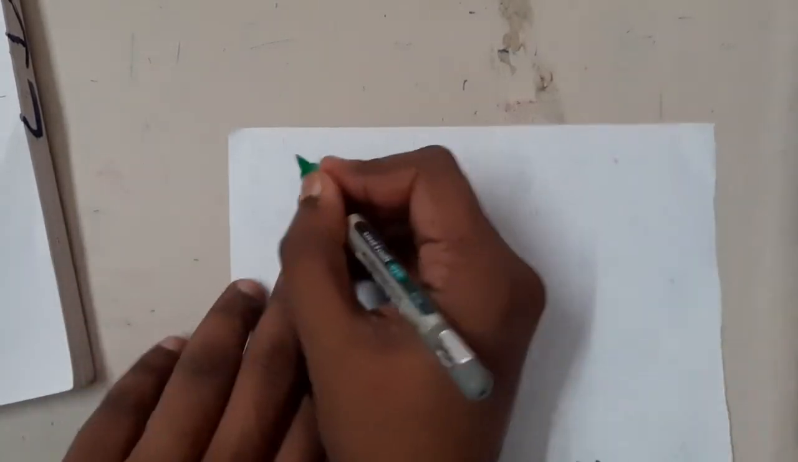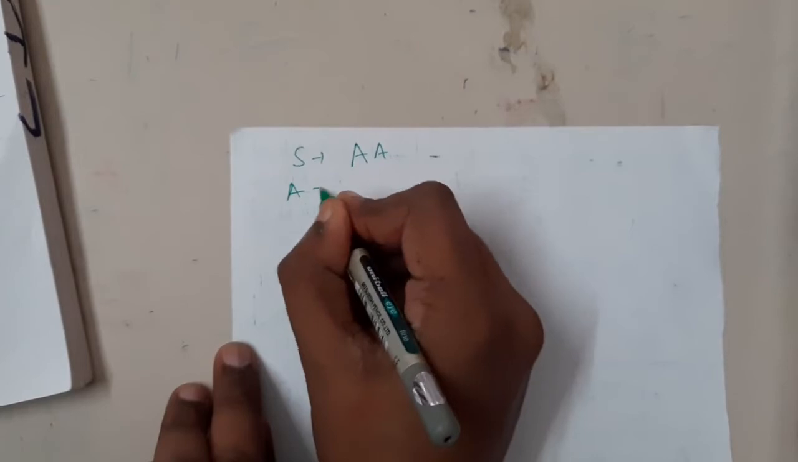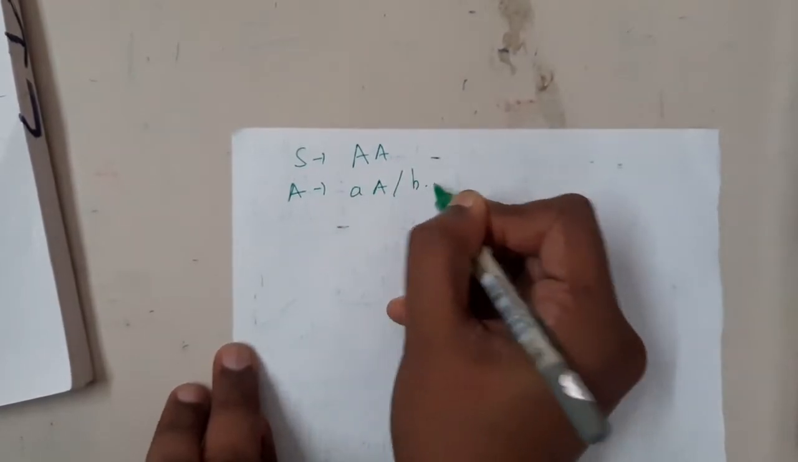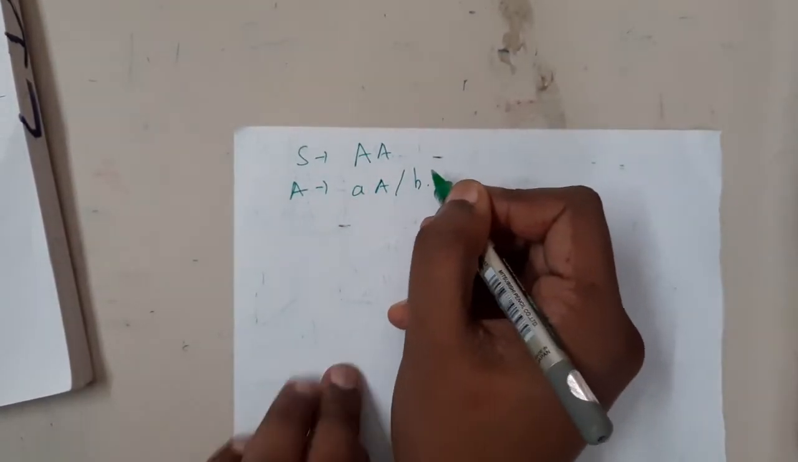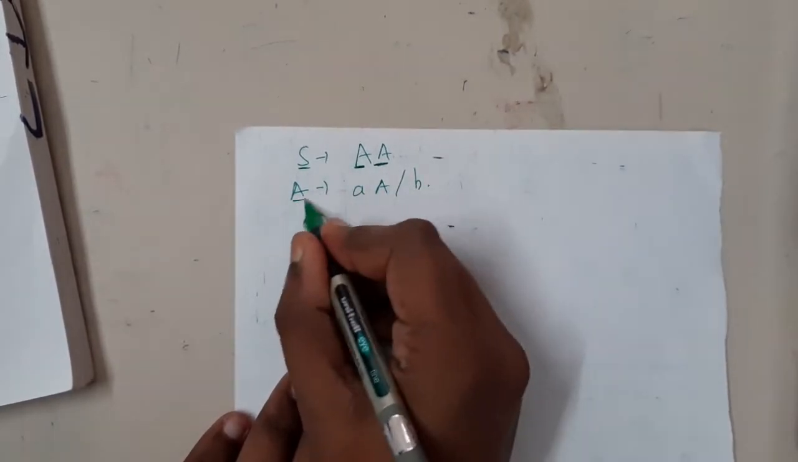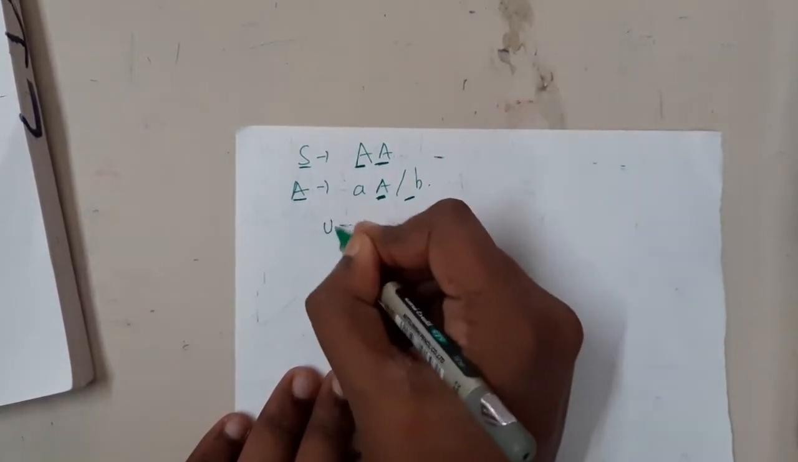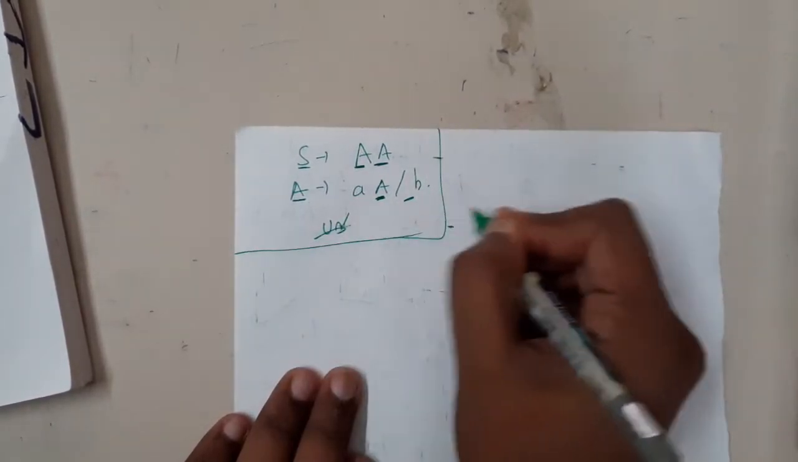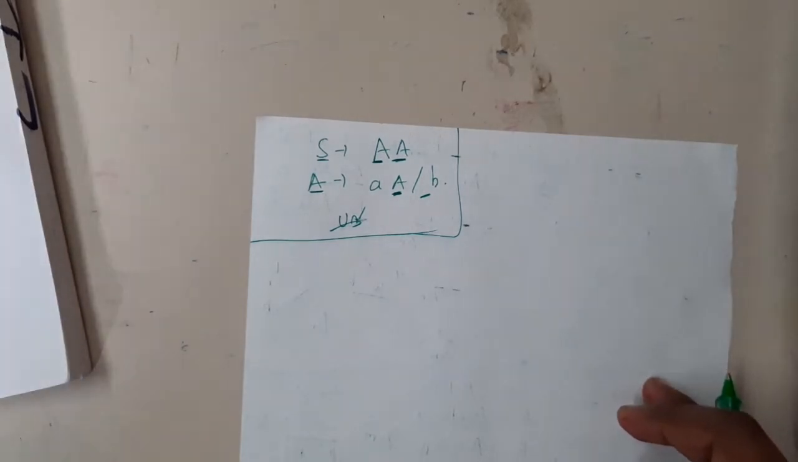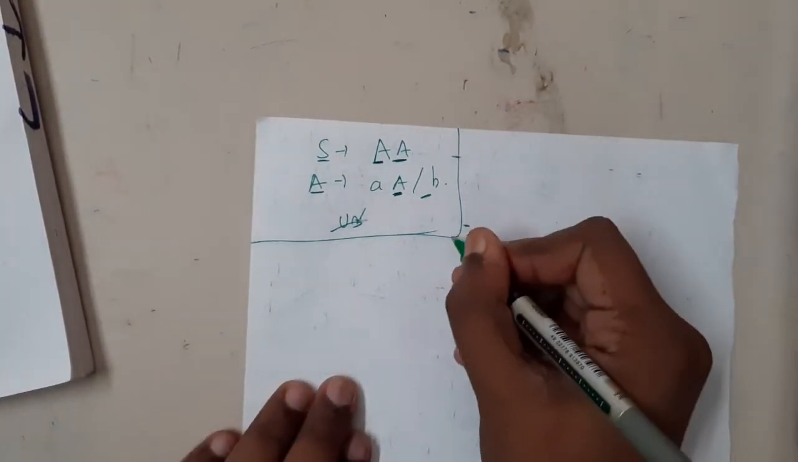Similarly, if the question is S implies A A and A implies A A or B, a few students might think that this is ambiguous, but this is unambiguous, guys. These two have no relation. Here we have only right recursion, so there is no left recursion. So indirectly this is also unambiguous, guys. If you want, you can take some cases and try. Are there any questions? I think these are all the questions directly given in my book, guys.